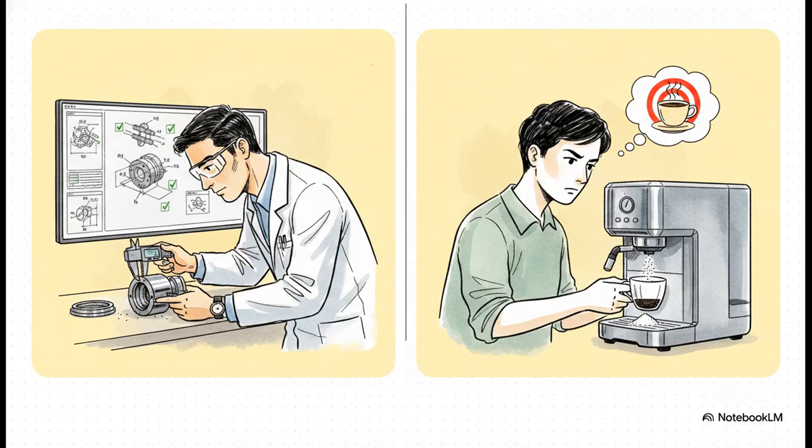Verification asks, are we building the product right? Does it match the technical specs? Validation asks the bigger question, are we building the right product? Does this thing actually do what the user needs it to do? Because you can perfectly engineer the wrong solution, and this process is designed to make sure that never happens.